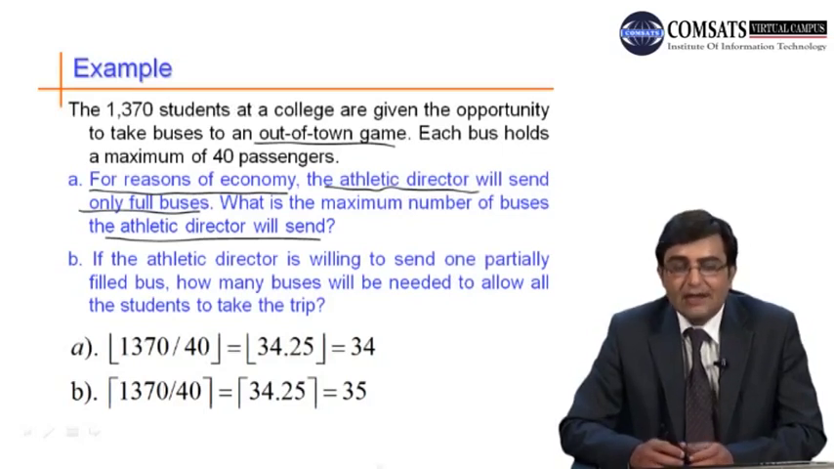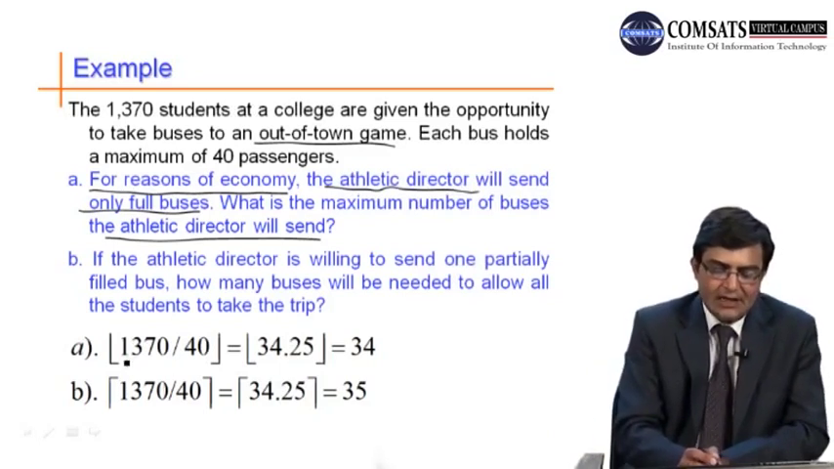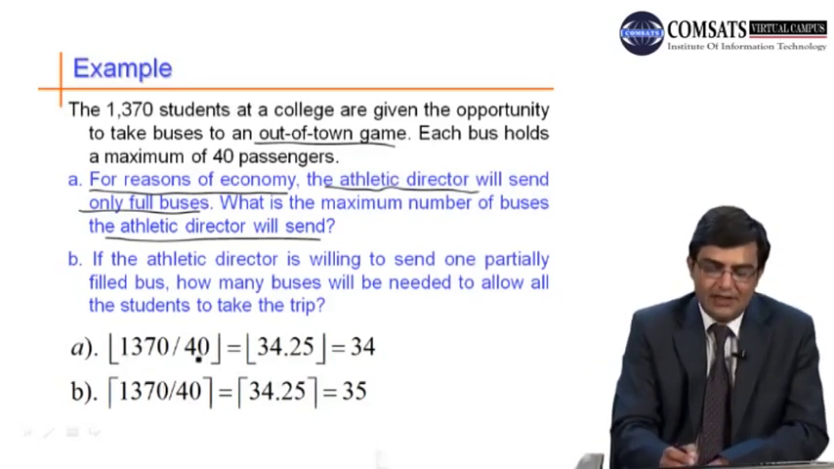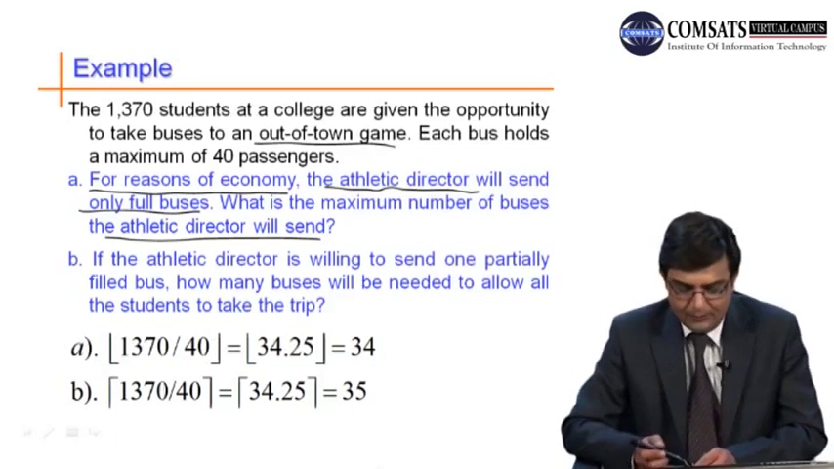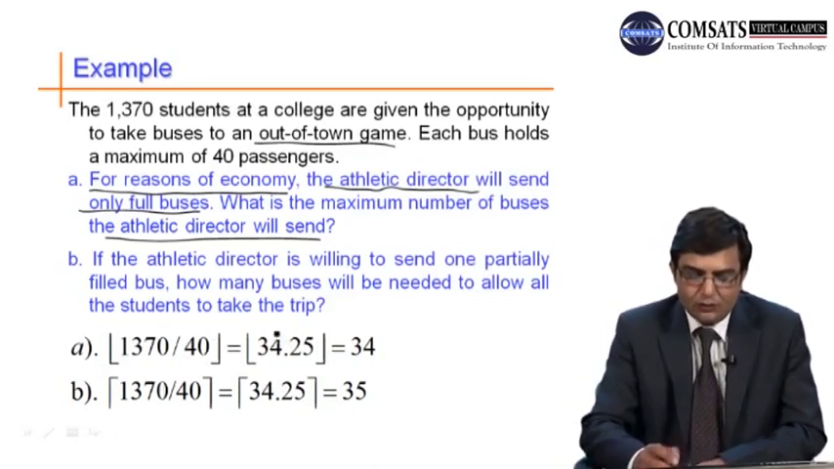So how can we calculate that? We have 1370 students and each bus has a capacity of 40 passengers. Then how many buses will go out of town for the game? We simply divide 1370 by 40 and take the floor of this number. 1370 divided by 40 is basically 34.25.